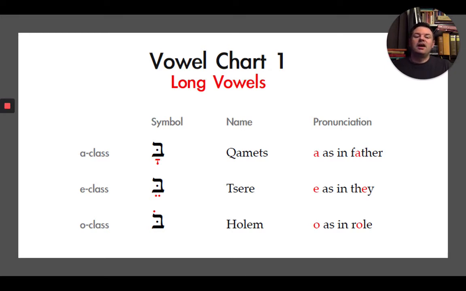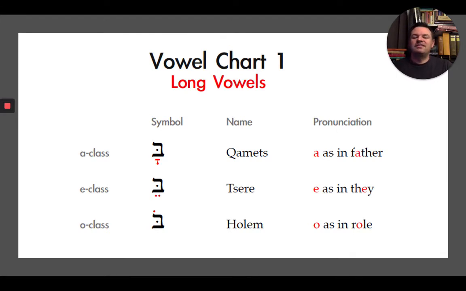The first vowel that we're going to look at is called a kometz. It's an A class vowel. It sounds like the ah in father. Whenever we learn vowels, we're always going to put them with a consonant so that we can pronounce them. We pronounce the consonant first. Here we've got a bet, and then we've got the kometz. So this is pronounced ba: the consonant, bet, and then the ah like in father, so ba.